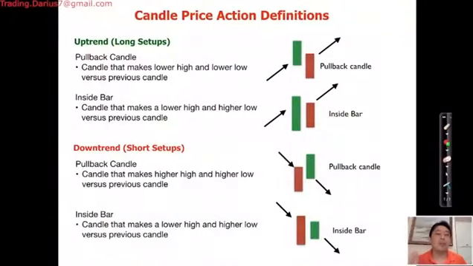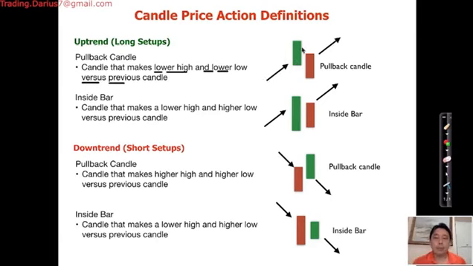Before we go into the specific strategy, you've got to understand certain candlestick price action definitions. Let's look at, first of all, an uptrend situation where we're going to go long. When we're going to go long, we're looking for what we call pullback candles. So what's a pullback candle? A pullback candle is a candle that makes a lower high and a lower low as compared to the previous candle. For example, we are going to go long, so the direction is we're going to go up, as the arrows imply.